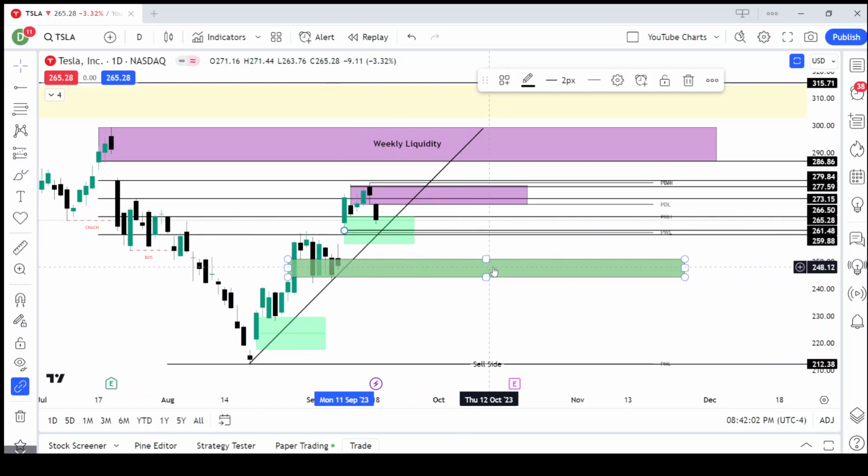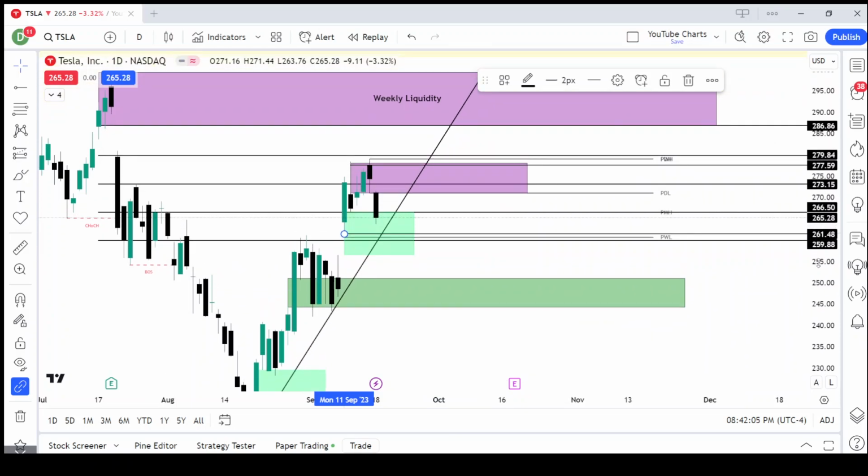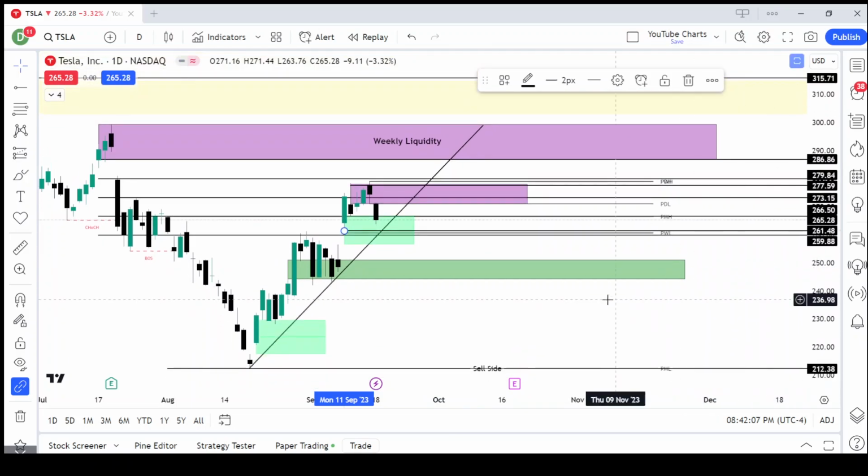And so we'll draw that level out right there. It ends up being 261.48. And so if price comes down there, it also intersects with the trend line here. So we could see price come down, hit it with a wick and rebound in the same day.